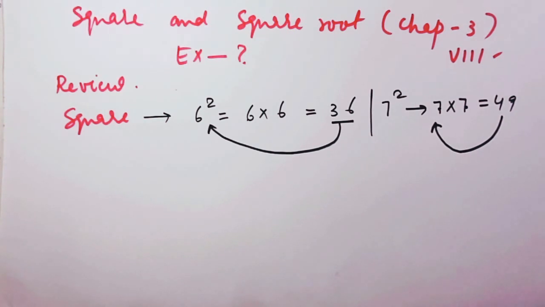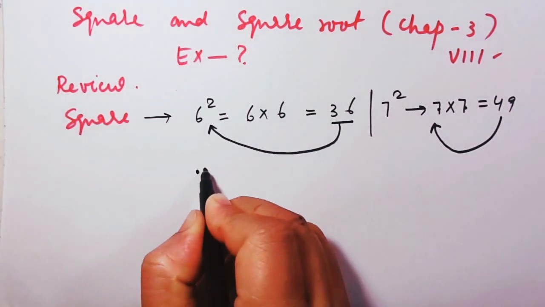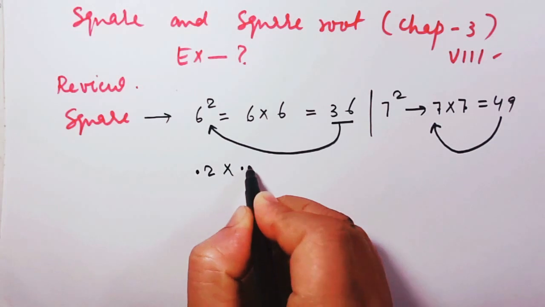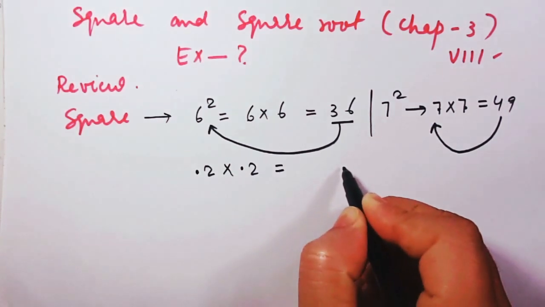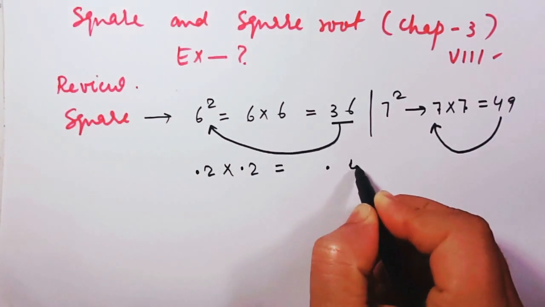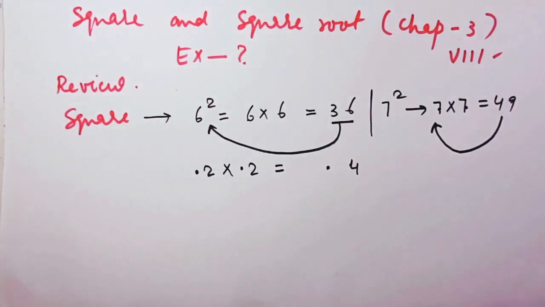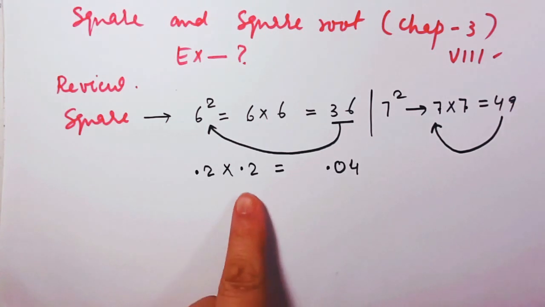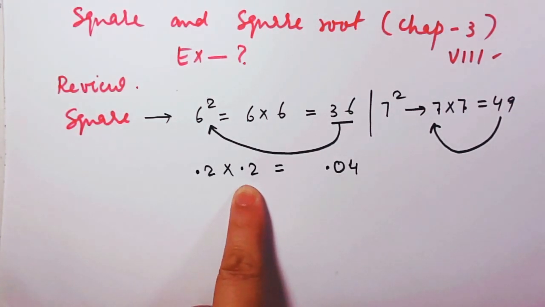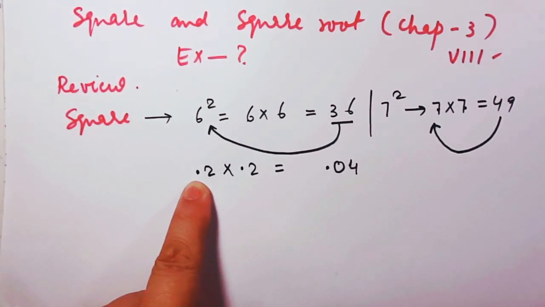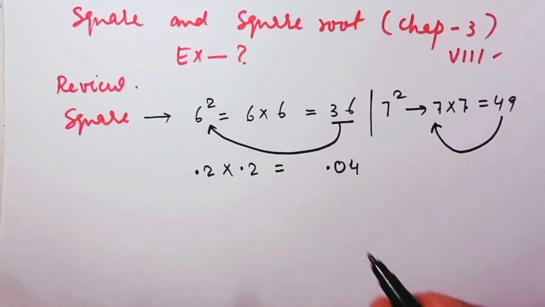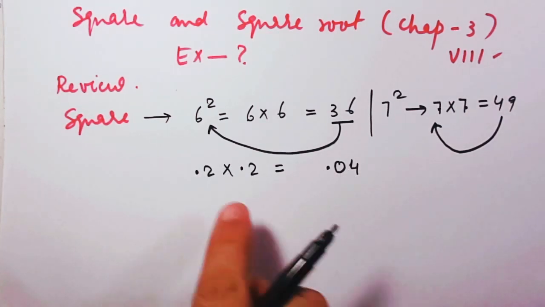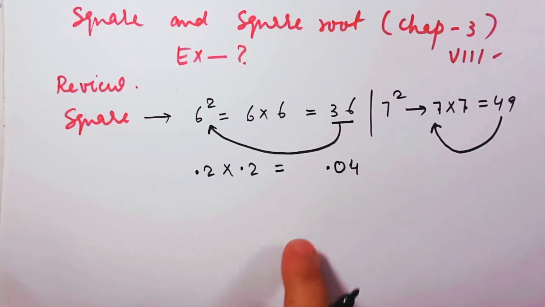Okay. Now let's take one more number. When you multiply 0.2 times 0.2, you will get 0.4. Yes or no? I think no. You will get 0.04, because here the decimal is after one place, and here also the decimal is after one place. So in your final answer, the decimal will be after 2 places when you multiply. I think this is a part of decimal multiplication.